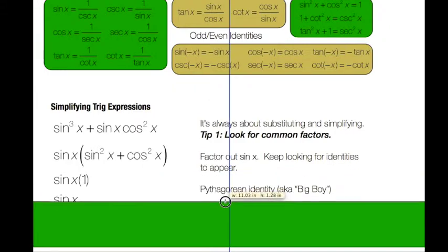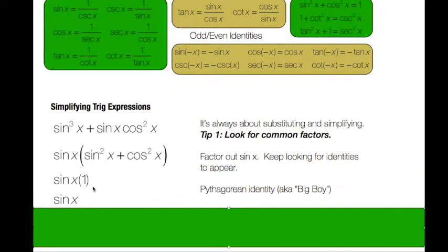Once I find an identity, then I can make a substitution that makes this a much simpler expression. For example, what we see here is what we named last week as the big boy. Here it is: sine squared of x plus cosine squared of x is equal to 1. So that means I can remove this entire expression and replace it with a 1. And that's it. That's all I have to do. Once I do that, it's sine of x times 1.